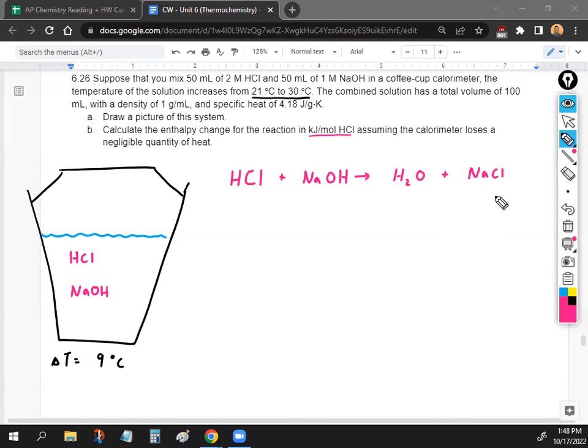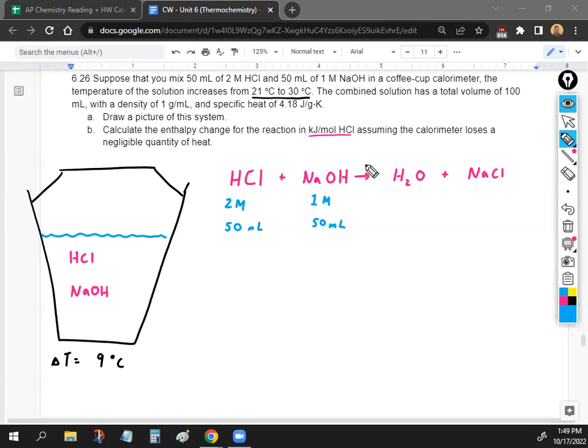All right, all good? Okay, so we got our balanced chemical equation, and now we got to use some info from the problem in order to work on this. It tells us the molarity and the volume of the acid and the base. So we got 2 molarity HCl, and we got 50 milliliters of HCl, and then we have 1 molarity sodium hydroxide, and then we got 50 milliliters of sodium hydroxide. So far, so good.